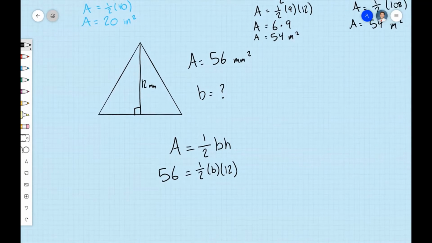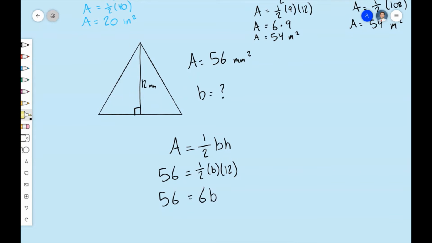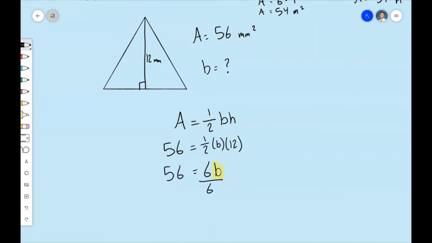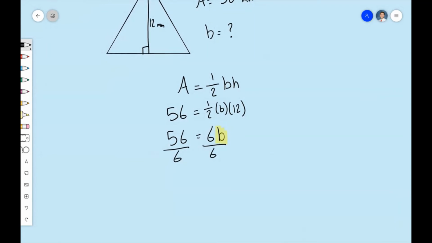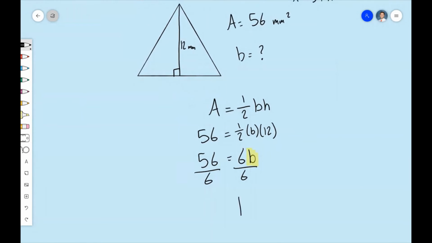Again, I could multiply 1/2 and 12, and I would get 56 is equal to 6 times b. I want to isolate b because I want to know what my base is. So I can divide by 6 on both sides to solve for b. So b will be equal to 56 divided by 6. We would get 9 2/6, which we could simplify to 9 1/3 millimeters.